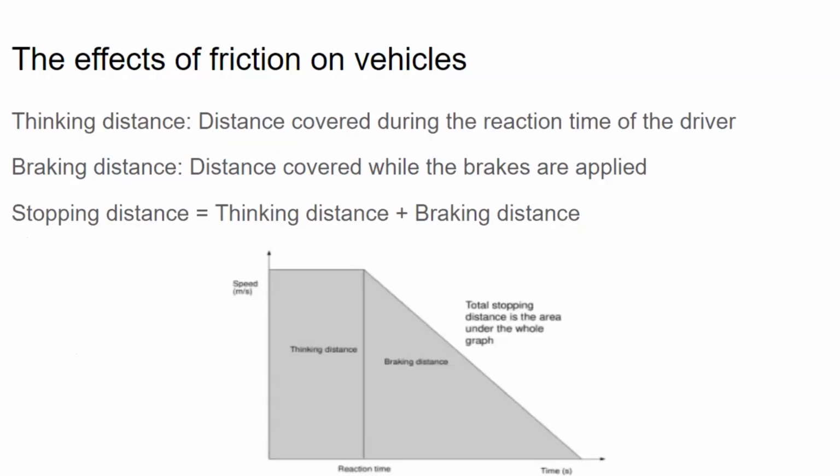To learn the effects of friction on vehicles, we need to know the different kinds of distances. Firstly, we have the thinking distance, which is the distance covered during the human reaction time of the driver. The braking distance is the distance covered while the brakes are applied. And the stopping distance is the total distance covered, which is basically thinking distance plus braking distance. So thinking distance is represented by a constant speed on a graph, and the braking distance is represented by the uniform deceleration on the graph. And so the total stopping distance is the area under the whole graph.